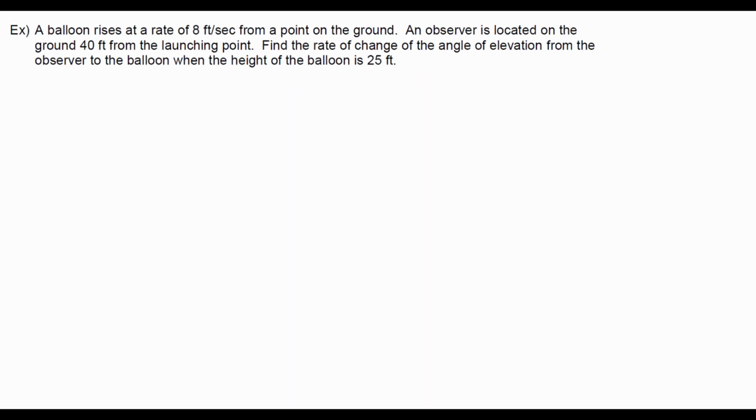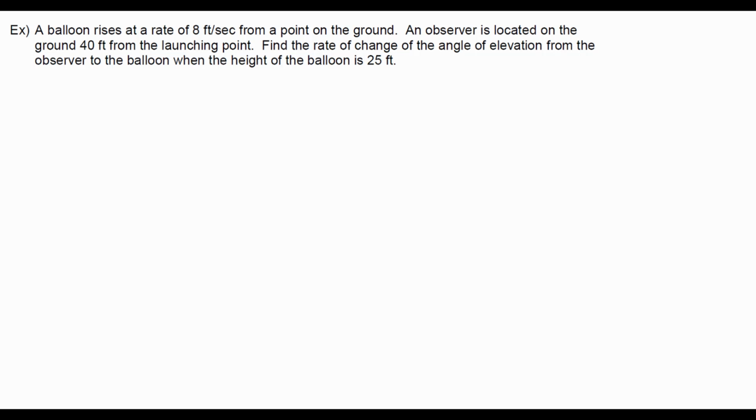Last example. A balloon rises at a rate of 8 feet per second from a point on the ground. An observer is located on the ground 40 feet from the launching point. Find the rate of change of the angle of elevation from the observer to the balloon when the height of the balloon is 25 feet.